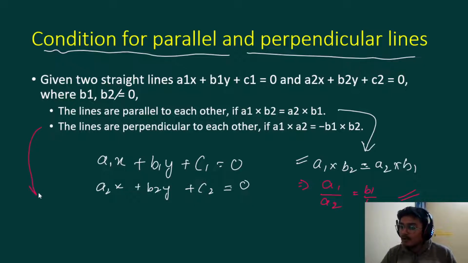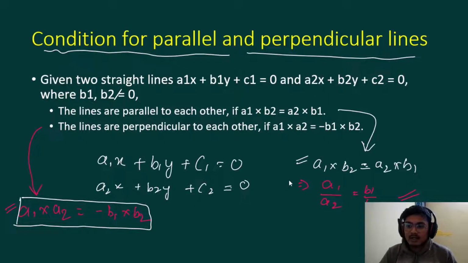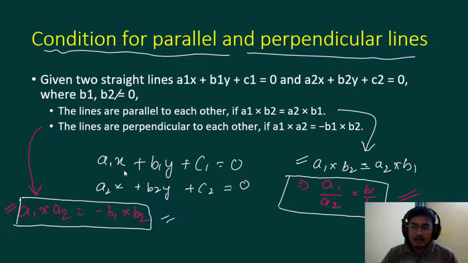Similarly, we have a condition for perpendicular lines, that is a1 cross a2 equals minus b1 into b2. If this condition is satisfied, we can say that these two lines are perpendicular to each other. This is the condition for perpendicular lines, and that is the condition for parallel lines. Here you can also see that if the coefficients of both the variables are interchanged and the sign is negative, then they are also perpendicular to each other.